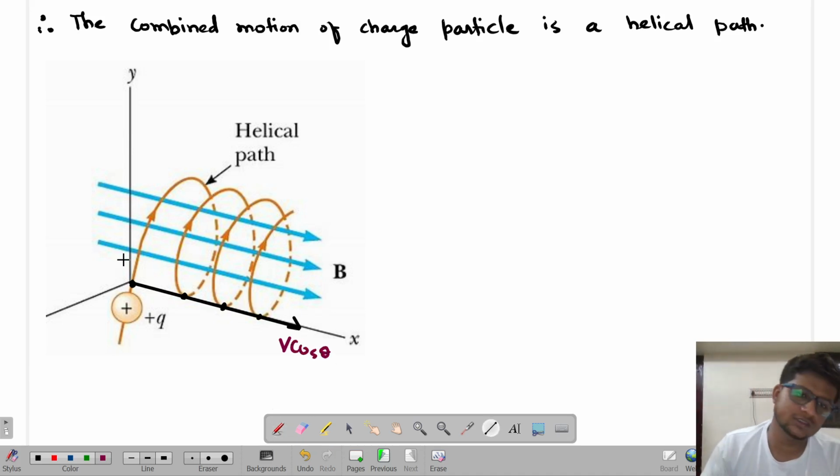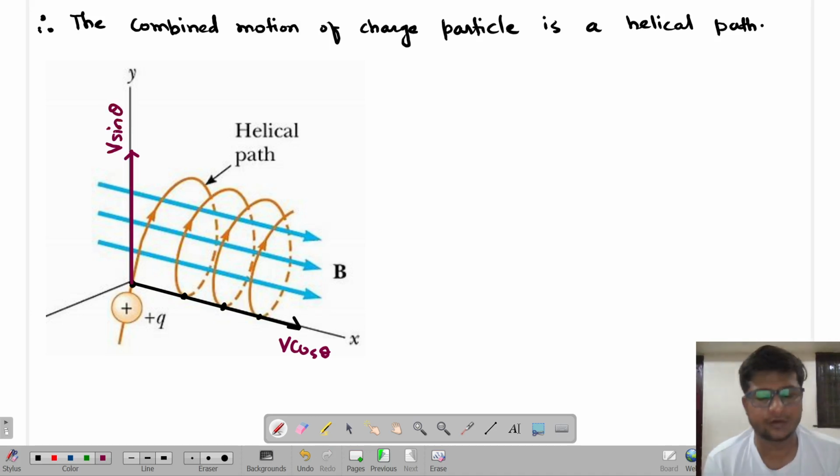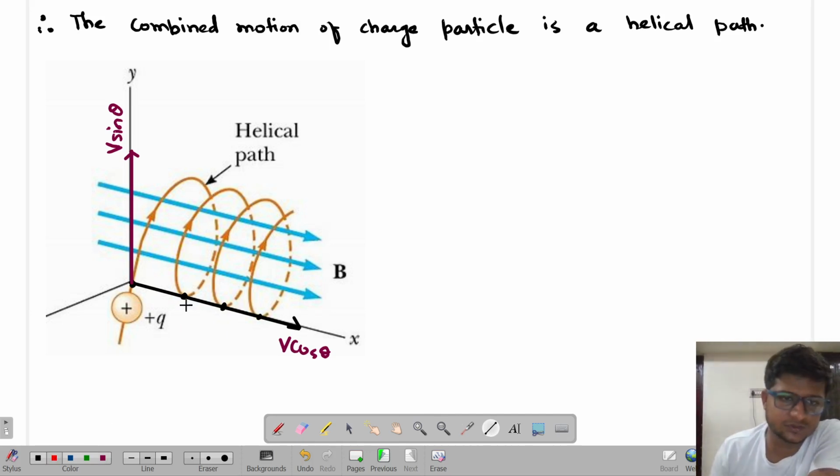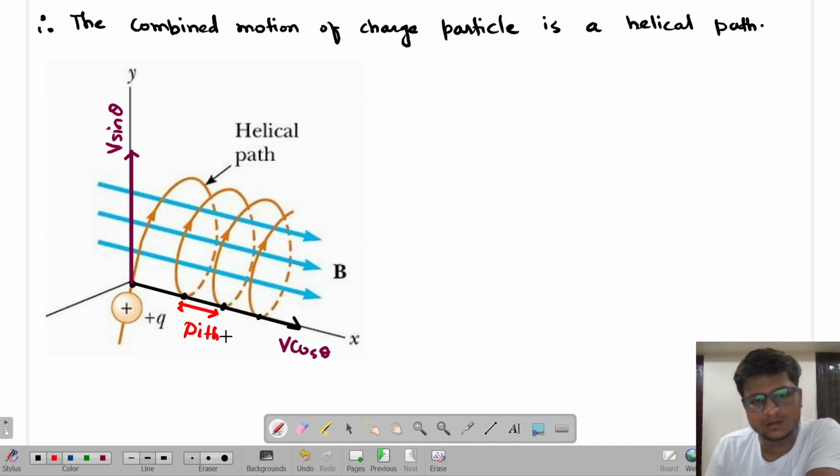And which velocity makes it rotate? It is v sin theta. Are you able to get me or not? Is it clear? Now, whenever the particle touches the x-axis, we define the displacement between two circular rotations as the pitch. What do we call it? Yes, the pitch of the helical path. Are you able to get me or not?